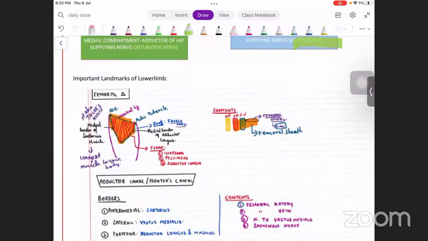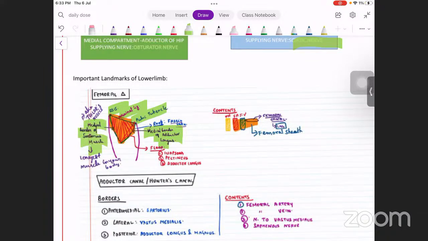Then, what are the important landmarks that you have to remember in the case of your lower limb? One is your femoral triangle. So the borders of your femoral triangle, superior border is your inguinal ligament, which runs from your anterior superior iliac spine to pubic tubercle. The medial border is formed by the medial border of adductor longus, and the lateral border is formed by the medial border of sartorius.